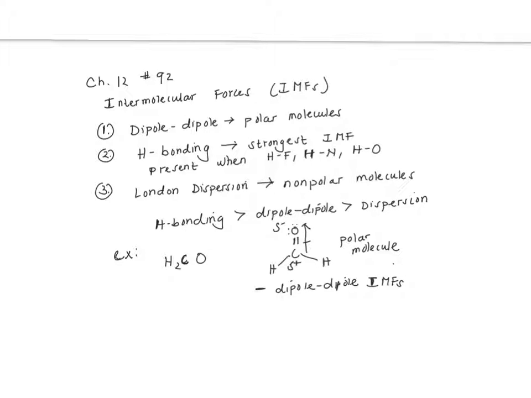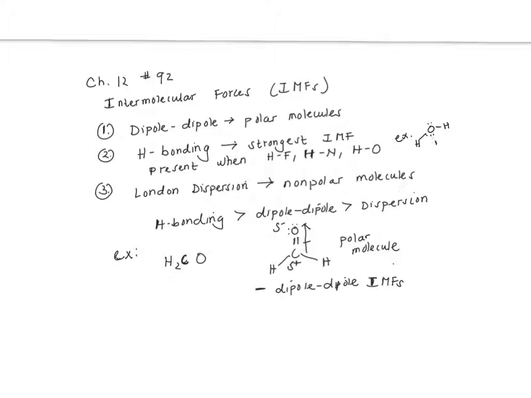The second type of intermolecular force is hydrogen bonding. Hydrogen bonding is like the super dipole. It is the strongest intermolecular force. You know you have hydrogen bonding when you have hydrogen directly bonded to F, hydrogen directly bonded to nitrogen, or hydrogen directly bonded to oxygen. So an example there would be H2O. H2O has hydrogen directly bonded to oxygen, right?